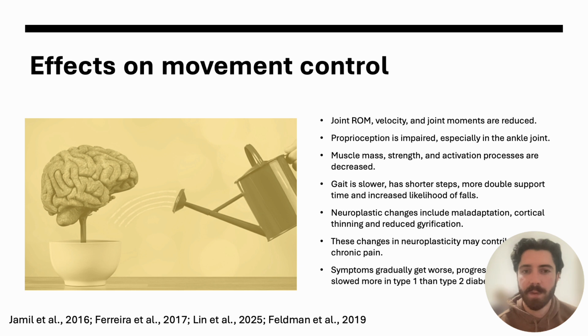Neuroplasticity is compromised in DPN. Cortical reorganization can be maladaptive. Cortical thinning can occur. Gyrification can occur, which is the process that increases the brain's surface area. And these maladaptive processes may lead to chronic pain. Over time, there is a gradual worsening of symptoms. Glucose control effectively slows the progression, more effectively in type 1 diabetes, and the benefit being less pronounced in type 2 diabetes.